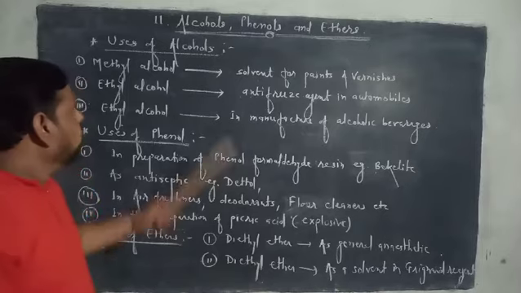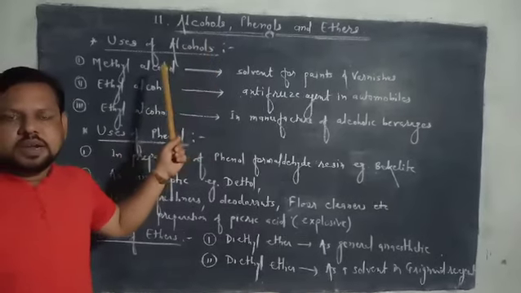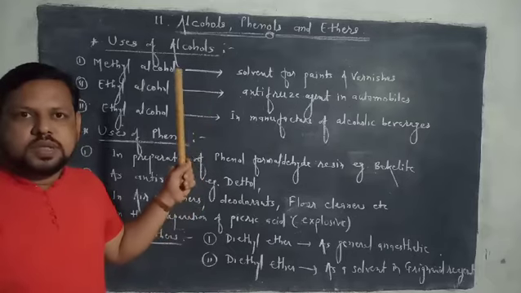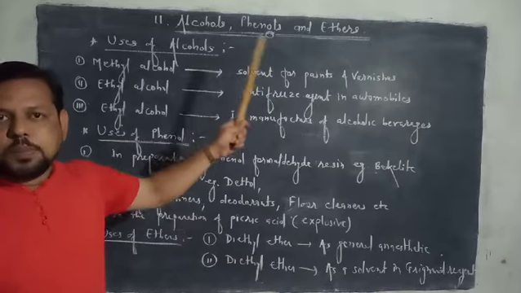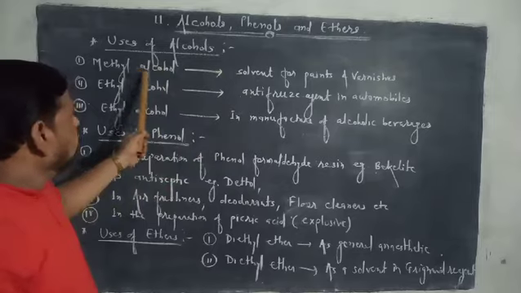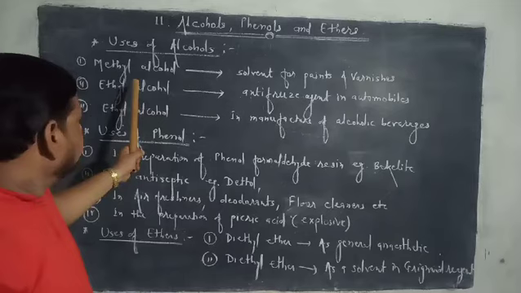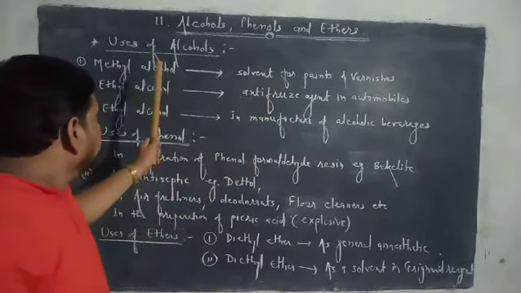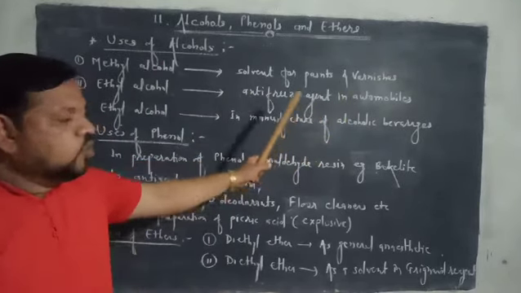Then uses of alcohols. Okay, as you know, these alcohols are used as a solvent. Generally, methyl alcohol and ethyl alcohols are used as solvents in a number of chemicals. Okay, like paints, varnishes. See here, methyl alcohol is used as a solvent in paints and varnishes. Then ethyl alcohol is also used as a solvent. Okay, and it is also used as antifreeze agent in automobiles.